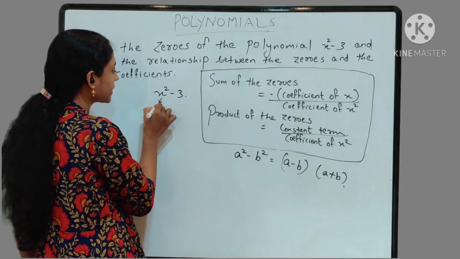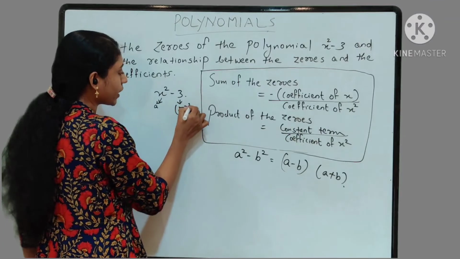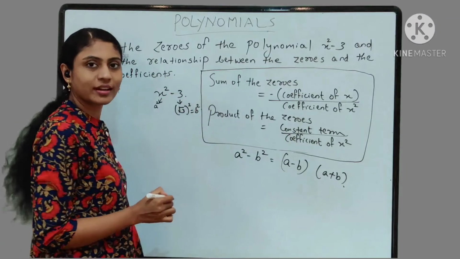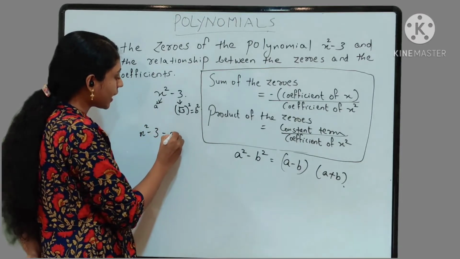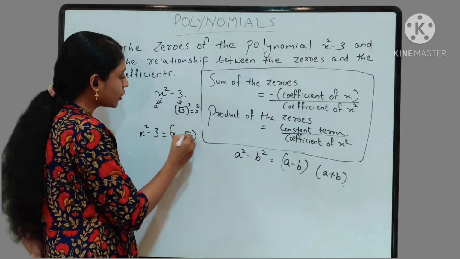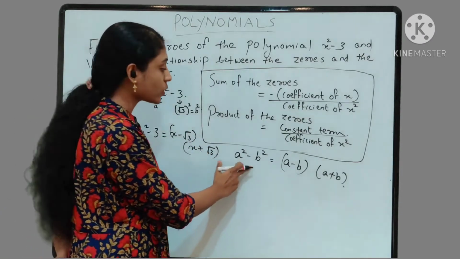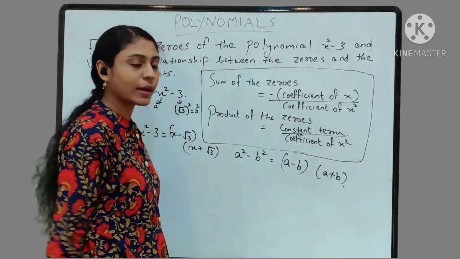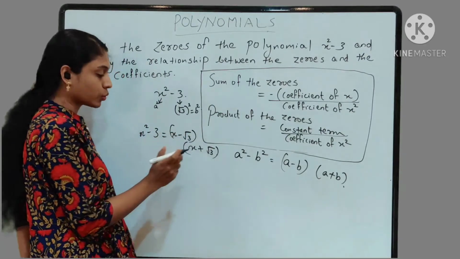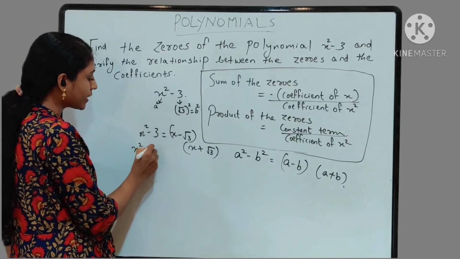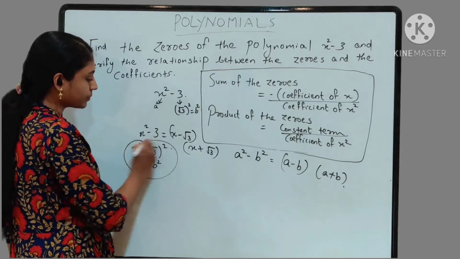Here, this is a square. And this 3 can be written as root 3 the whole square, which is of the form b square, right? So x square minus 3 can be written as x minus root 3 into x plus root 3. Why? Because we know the identity a square minus b square is equal to a minus b into a plus b. Or this can be written as x square minus root 3 the whole square. This is of the form a square minus b square.